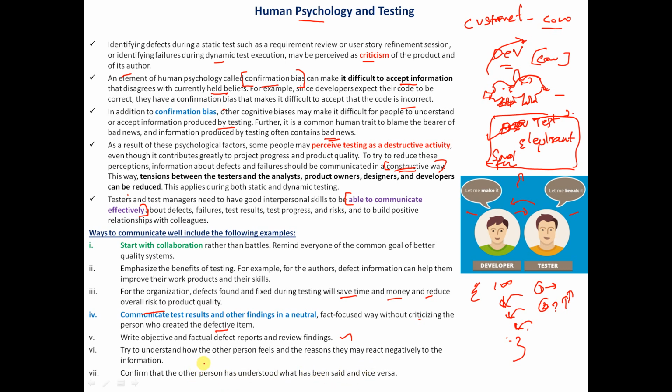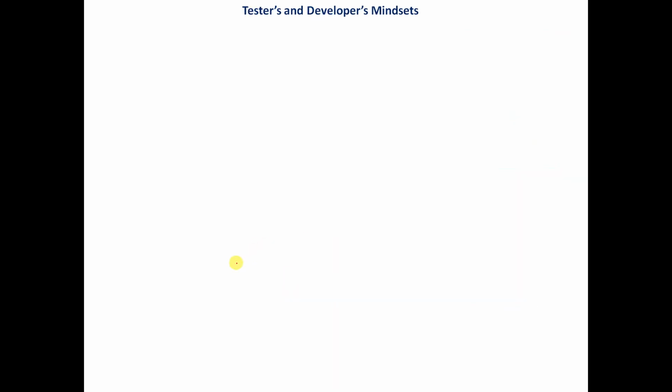So when you are communicating about the failures or the defects, you have to ensure that they understood, and vice versa. When he is giving something, you should understand. So that's all about human psychology and testing. And the other one is the testers' and developers' mindset.